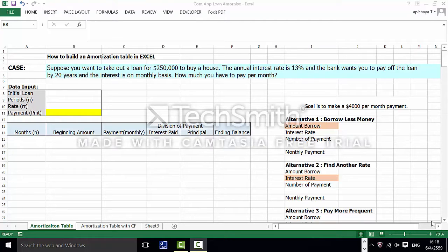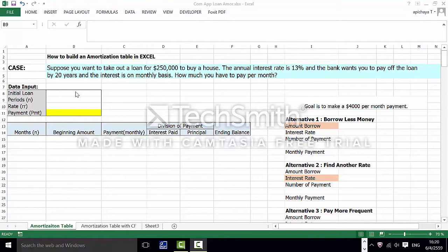Suppose you want to take out a loan for $250,000 to buy a house. The annual interest rate is 13%, and the bank wants you to pay off the loan by 20 years. The interest rate is on monthly basis. How much would you have to pay per month?